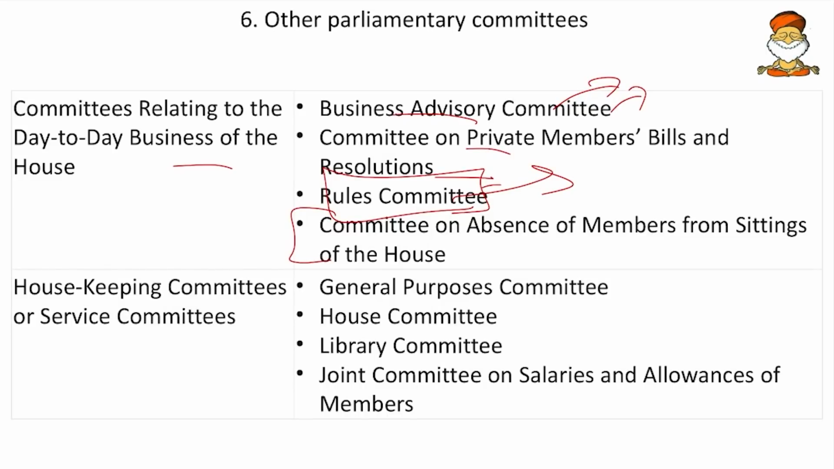And then housekeeping, the General Purposes Committee, like any other normal maintenance. Then the House Committee. The House Committee means the accommodation facilities and others for the MPs. The Library Committee, the same, library facilities. And then the Joint Committee on Salaries and Allowances. If there is any hike in salaries, this is the committee that reviews those bills.